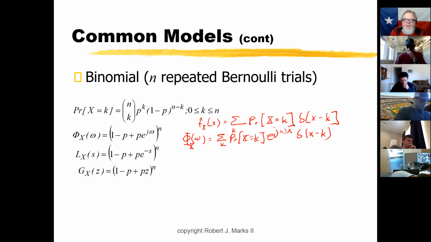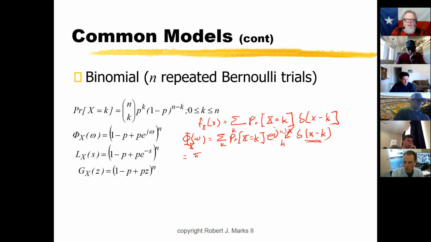Now notice that instead of x, we can substitute k, can't we? Because of the sifting property of the delta function. This delta function only exists when x is equal to k. So we could equivalently put an e to the j omega k there and not change anything, because x has to be equal to k. Because if x is not equal to k, then the function is equal to 0. So let's see what it looks like for this case.